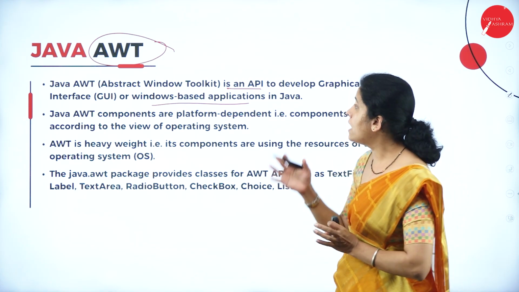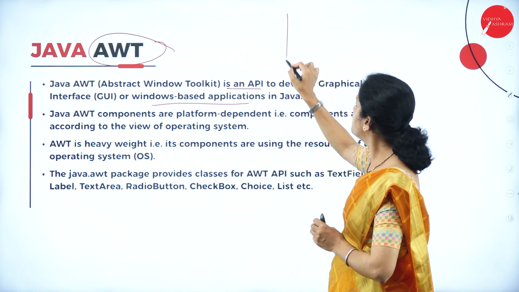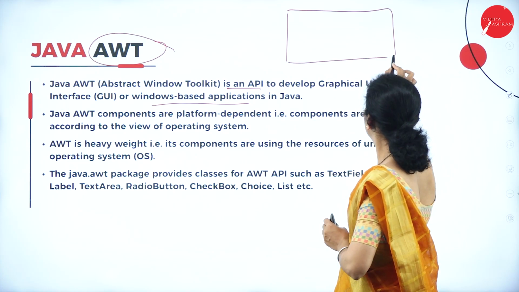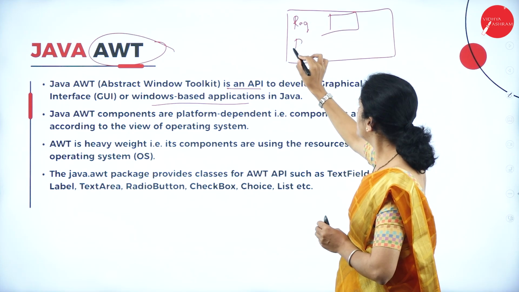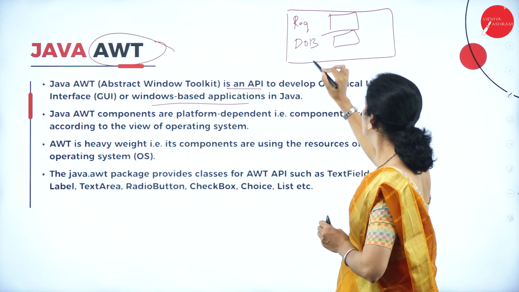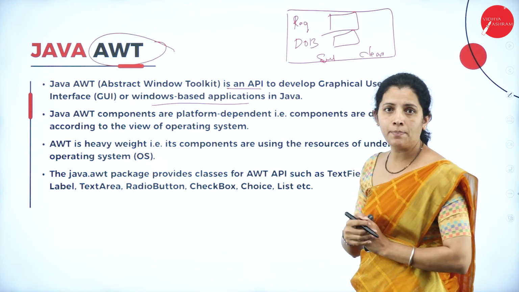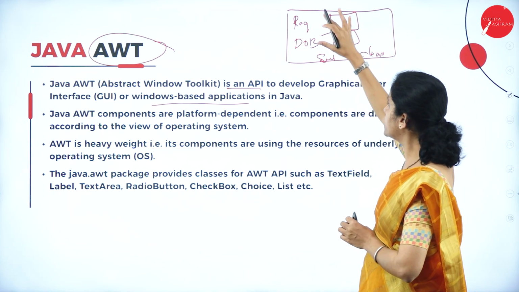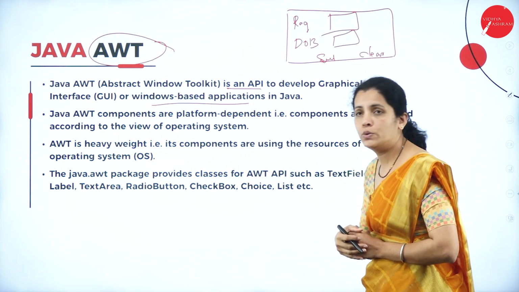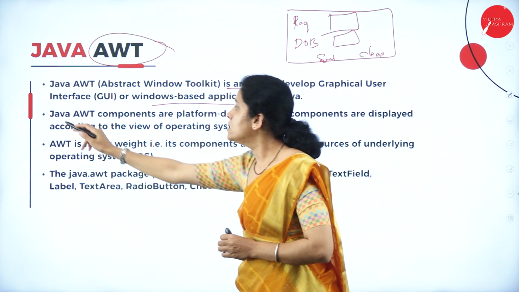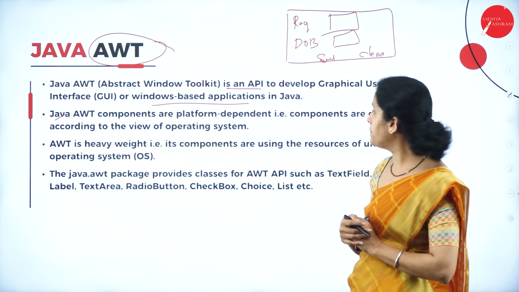So, dear student, I will consider the result form itself. If I consider the result form, I have a register number field, then a date of birth field, a submit button, and a clear button. If I want to develop this kind of user application, then I am going to use AWT. Java AWT components are platform dependent.